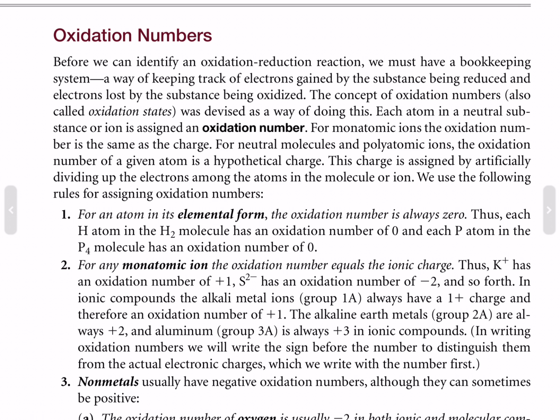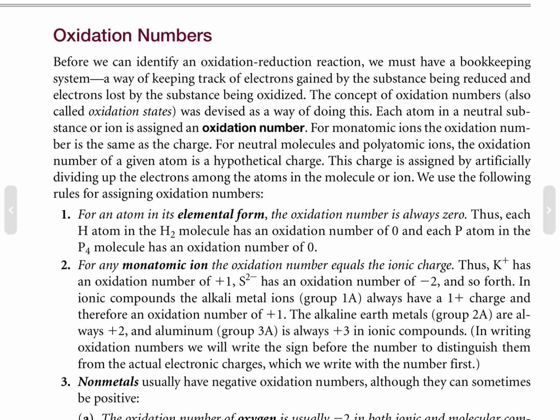Oxidation numbers. Before we can identify an oxidation reduction reaction, we must have a bookkeeping system, a way of keeping track of electrons gained by the substance being reduced and electrons lost by the substance being oxidized. The concept of oxidation numbers, also called oxidation states, was devised as a way of doing this.